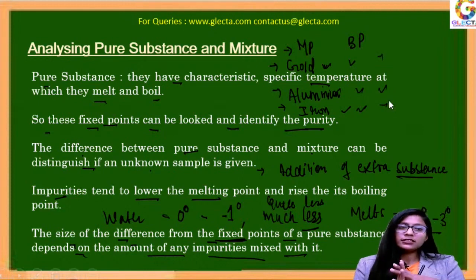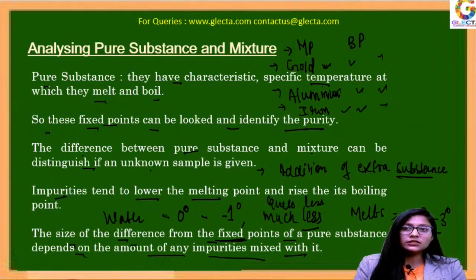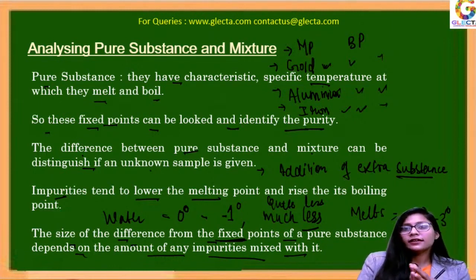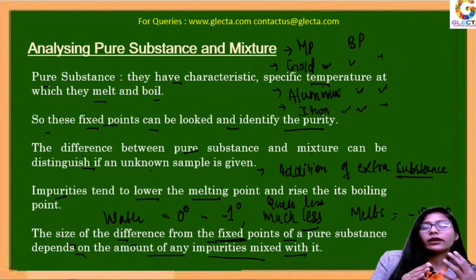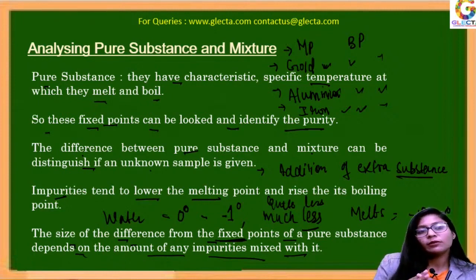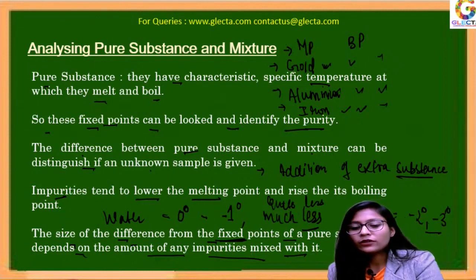Once you know its melting point, you can easily answer that if the gold's melting point reduces, this gold has some impurities. If the boiling point of the gold is comparatively higher than its actual boiling point, then you can easily identify that this gold has some impurities, correct? I hope you are now clear with this.